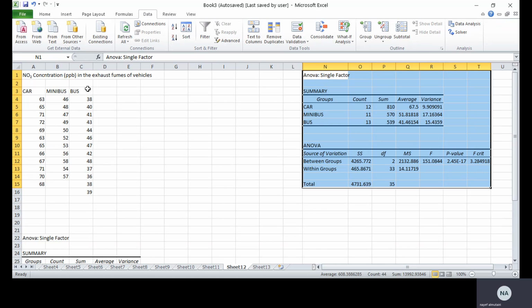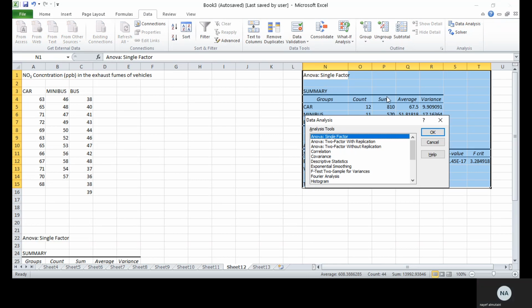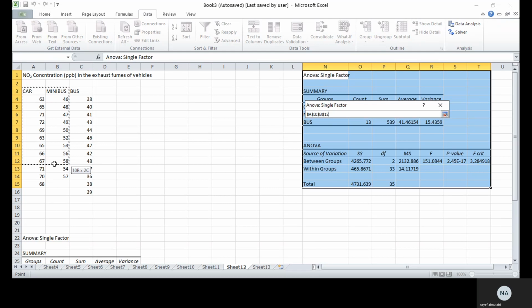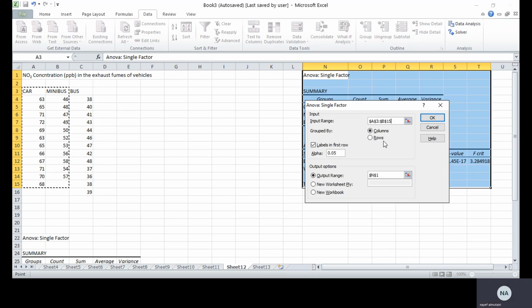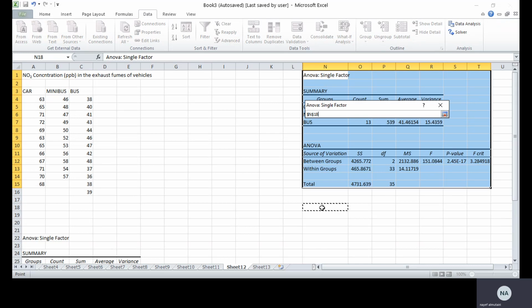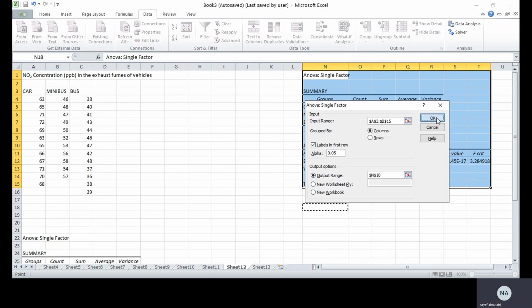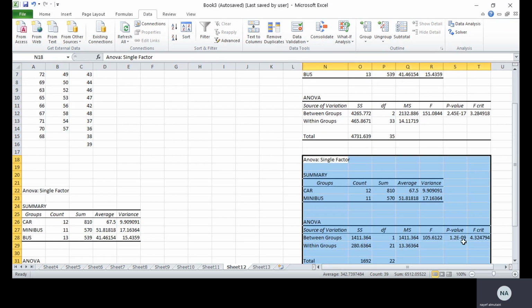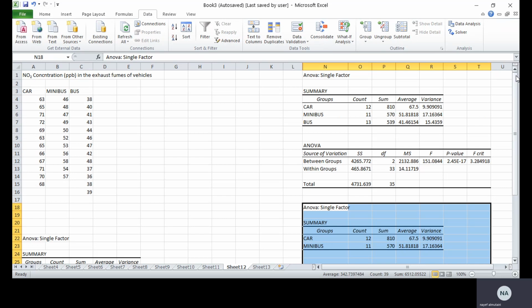Now, let's do it between car and minibus and see. So we go to data analysis, single factor, column labels, and output. And let's put the output here. And see. 1.5 times 10 to the minus 9. So it is also statistically significant between car and minibus.